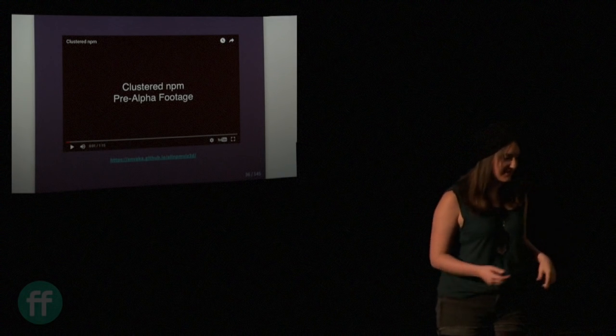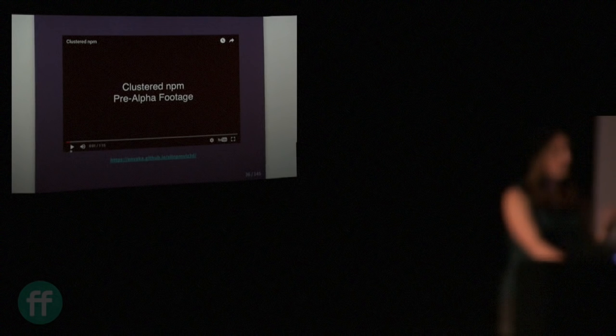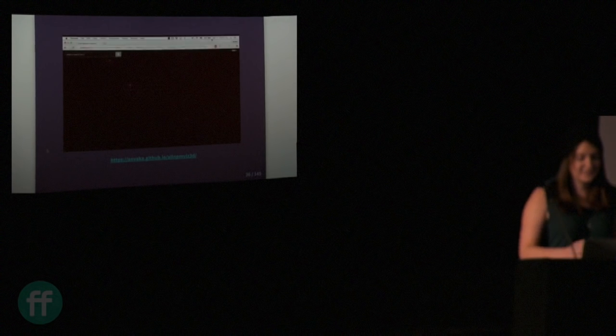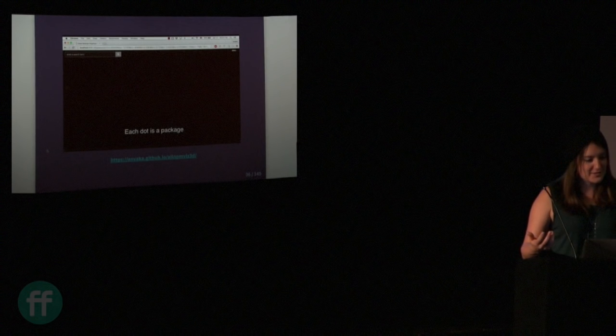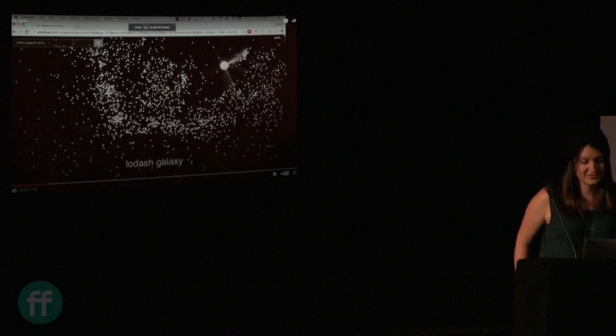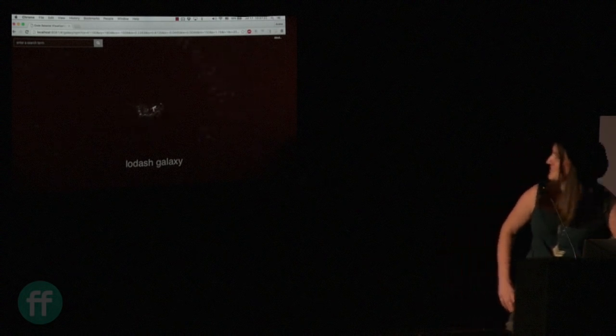with the NPM registry. This is a really cool video that somebody did. They've done several visualizations of the NPM registry, but they dropped the registry data into a graph database. And to get us into the space mood, this is outer space as imagined from the NPM registry. This is the Lodash galaxy. Pretty cool.